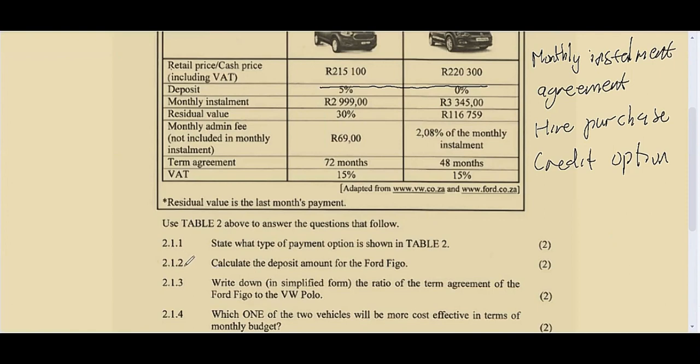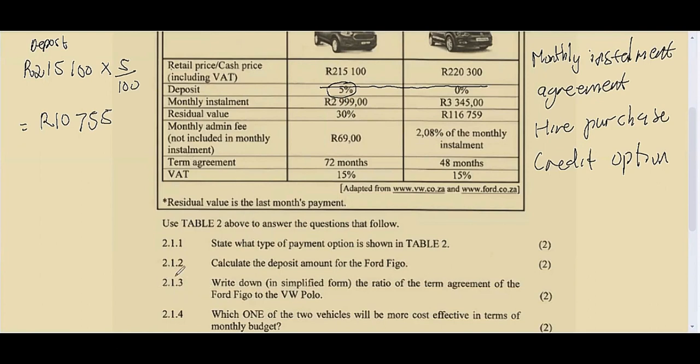Then we have 2.1.2. It says calculate the deposit amount for the Ford Figo. So in order to calculate the deposit amount, we can see that we are given 5%, which is 5% obviously of the cash price, right? So we say to calculate the deposit amount, that's 215,100, multiply that by 5%. And then we find a value of 10,755, right? So this is the deposit amount that she would have to leave if she were to opt to buy the Ford Figo, right?